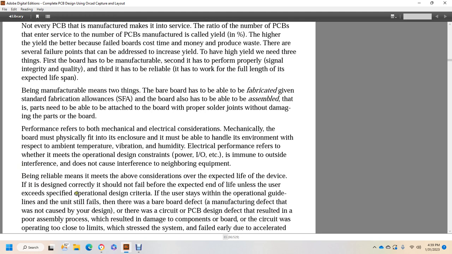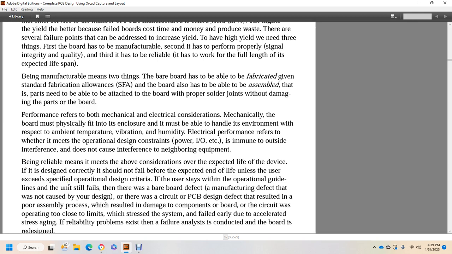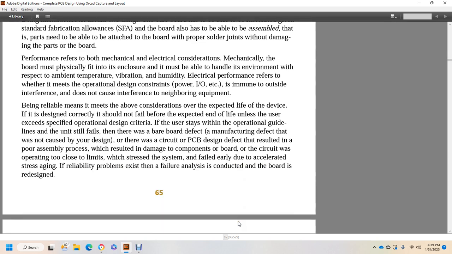Being reliable means that it must hold up over the expected life of the device. If done correctly, it should not fail before the expected end of life unless the user exceeds specified operational design criteria. If users stay within the operational guidelines and the unit still fails, then there was a bare board defect, a manufacturing defect not caused by your design, or a printed circuit board design defect that resulted in a poor assembly process, which damaged components on the board, or the circuit was operating too close to its limits for the stress on the system. It failed early due to accelerated stress aging. Reliability problems exist where failure analysis results in the board being redesigned.